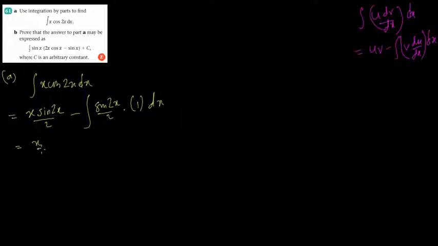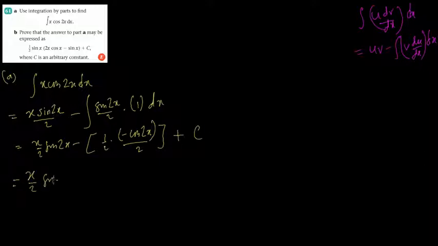So this would be x by 2 sine 2x minus the integration of sine 2x, and first of all let me put the half here because there is a 2 downstairs. The integration of sine 2x is going to be minus cos 2x divided by 2 by the chain rule. Since the integration is done, plus c at the end. If I simplify this, this would be x by 2 sine 2x, and this minus and this minus multiply and become plus 1 by 4 cos 2x plus c. So this is the integral.